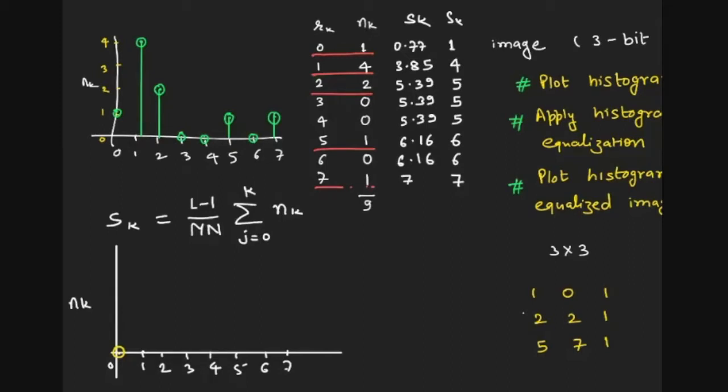So the previous 0 is now 1. Previous 1 has now become 4. Previous 2 has now become 5. So 3 is also 5. And 5 has become 6 now. And 7 remains 7.